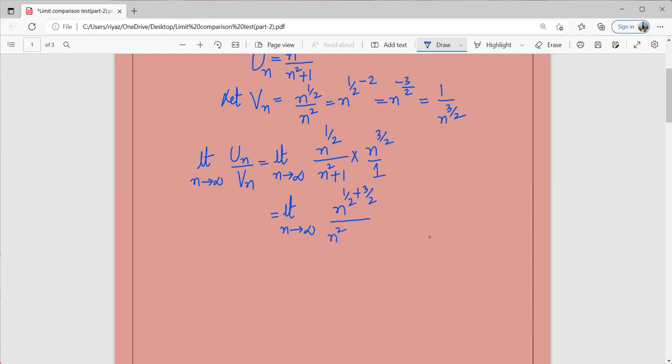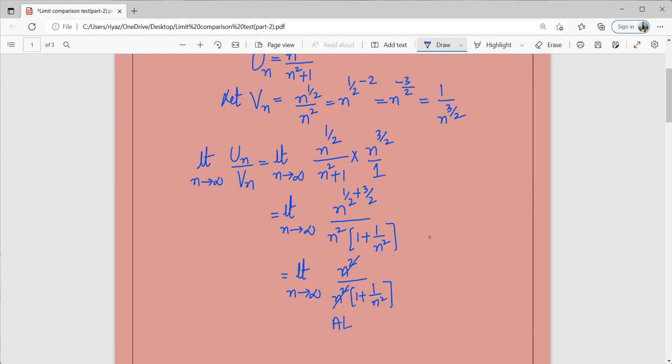If I take n square common, what is left? 1 plus 1 by n square is left here, right? Now, what is the simplification of the numerator value? Limit n tends to infinity. When the bases are equal, powers should be added. 1 by 2 plus 3 by 2 is 4 by 2, which is nothing but 2 only, by n square into 1 plus 1 by n square. Is that okay? This n square cancels out with this n square.